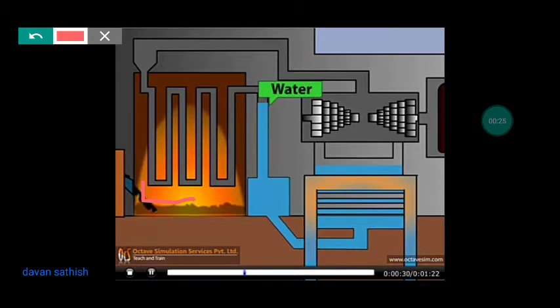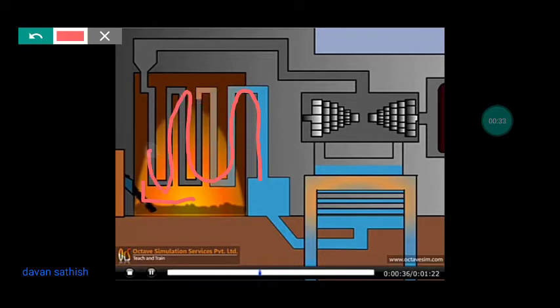So this is a pump. It sucks the water from the river or borewell, and the water is sent to this boiler through the tubes. So when the water enters here, what happens? The heat energy converts the water into powerful steam. So here steam is generated.